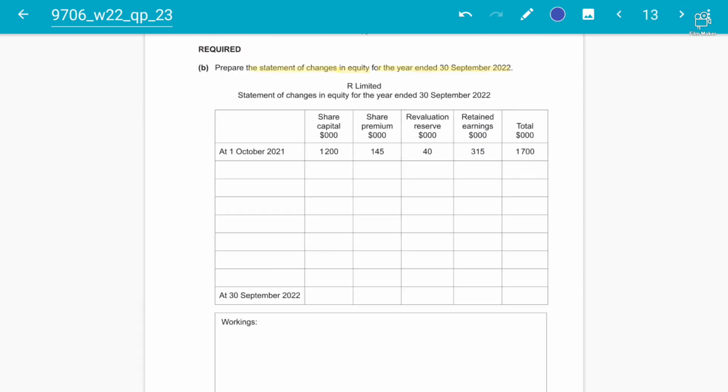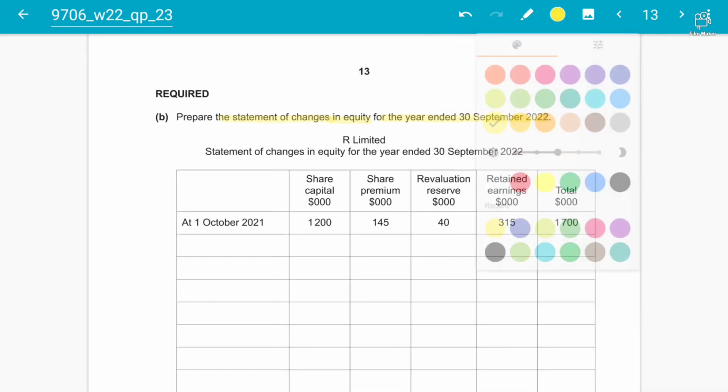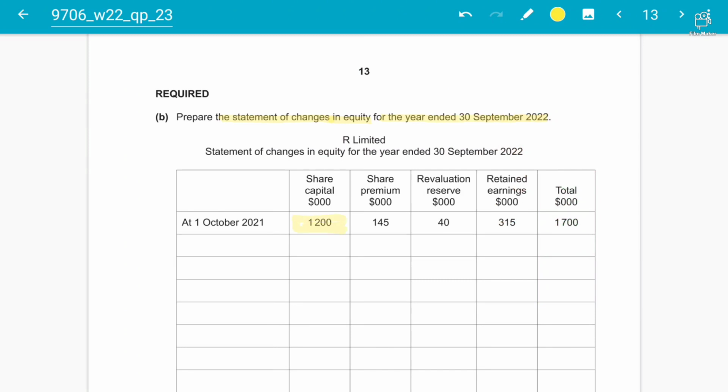Secondly, all this information is already written, that is the opening balances of share capital 1200,000, share premium 145,000, and the total column as well, okay?